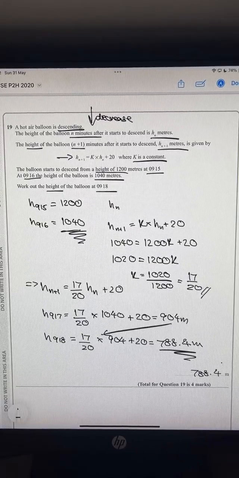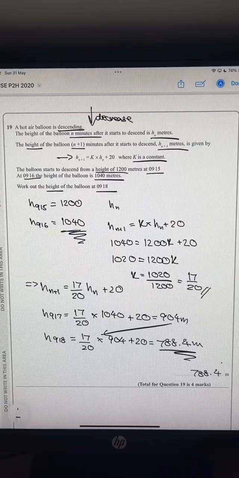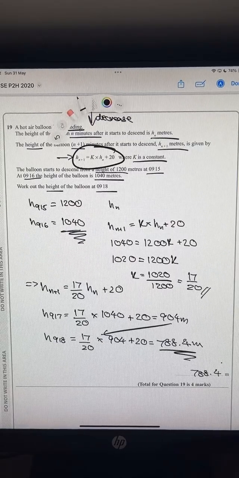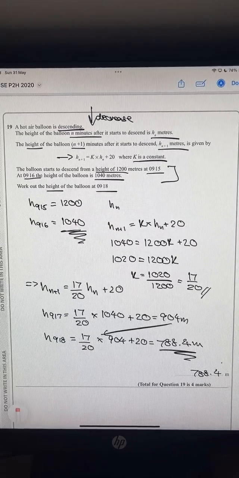So I'm going to explain this one more time now that everything's on the screen. So I've got my rule for h(n+1) over here. And then they've given me some values. So at h of 9:15, n is my time, minutes after it starts to descend, is 1200. So I've just stated that fact. And h at 9:16 is 1040. So I've stated that fact here.